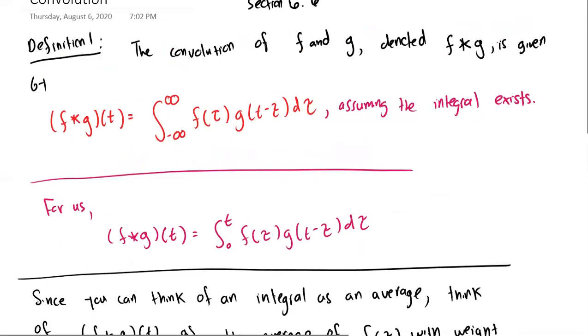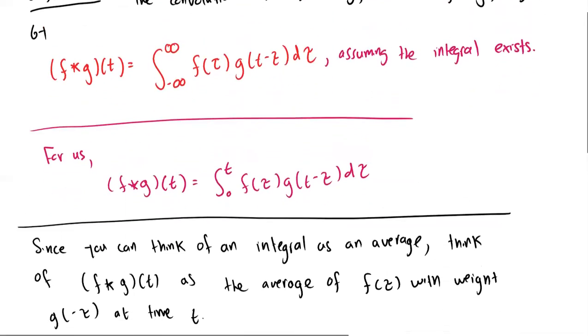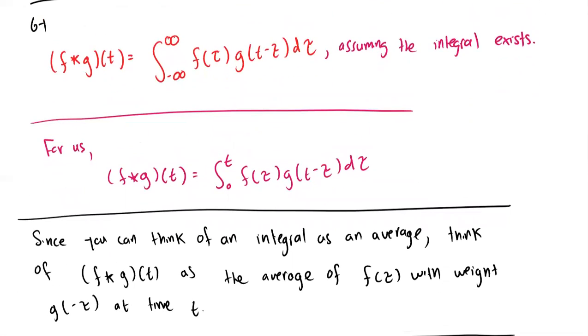Now, I gave you first a definition in its most general form because this is how you're usually going to see it in a lot of applications. But again, for our particular case, it's fine if you just write it as a definite integral that's not improper. So just 0 to t. That's all we need.